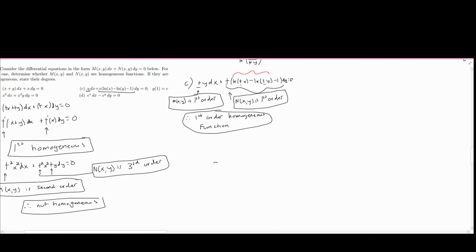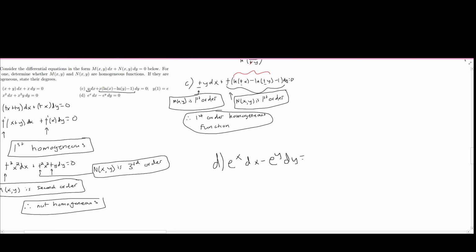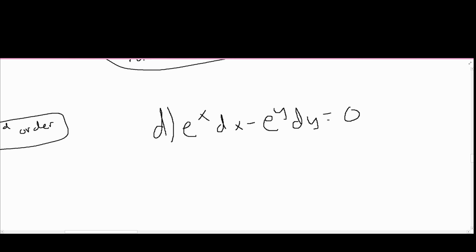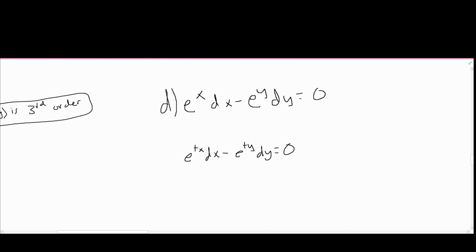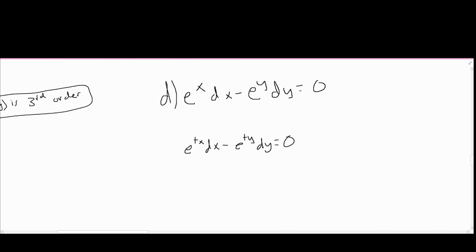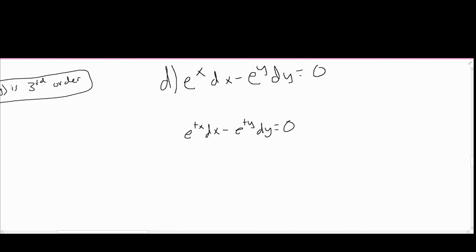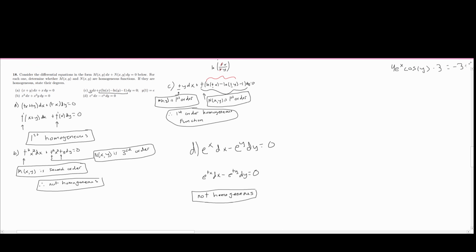Now we're going to look at d. And d is e^x dx minus e^y dy is equal to 0. Now we're going to plug in our t values, and what we can do from here is really nothing. T cannot be brought down. A thought we could do is multiply everything by ln. However, we cannot have an ln with the 0 inside of it, therefore we cannot do that either. So this is its form. And since we cannot move the t's out, this is not homogeneous. And that is number 18.